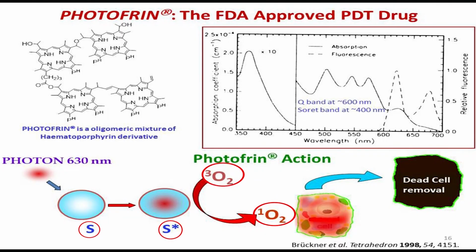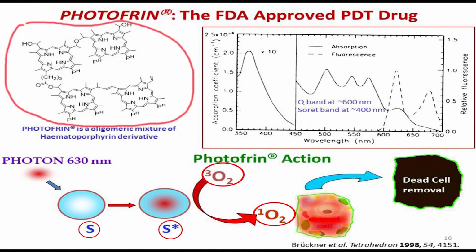Indeed, if you give singlet oxygen to a cancer cell, it will burn this cancer cell, and the cancer cell becomes a dead cell. This is one of the very popular techniques being used as photodynamic therapy. Photofrin, which is actually an oligomeric mixture of multiporphyrin molecules, is a photosensitizer that has been approved so far and is popularly utilized.